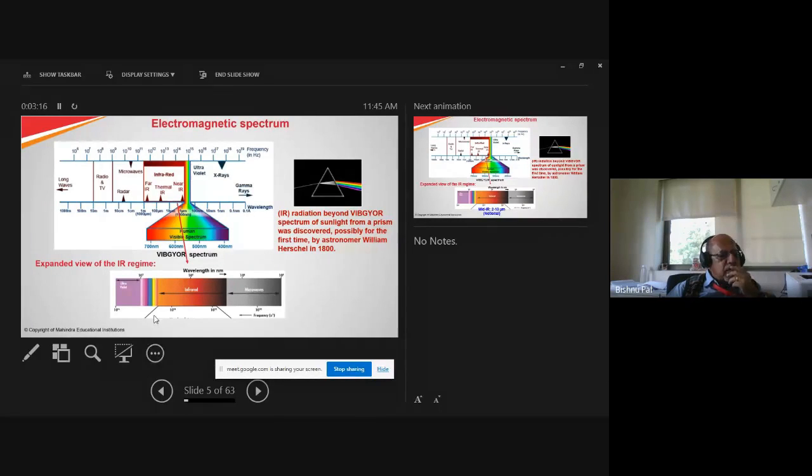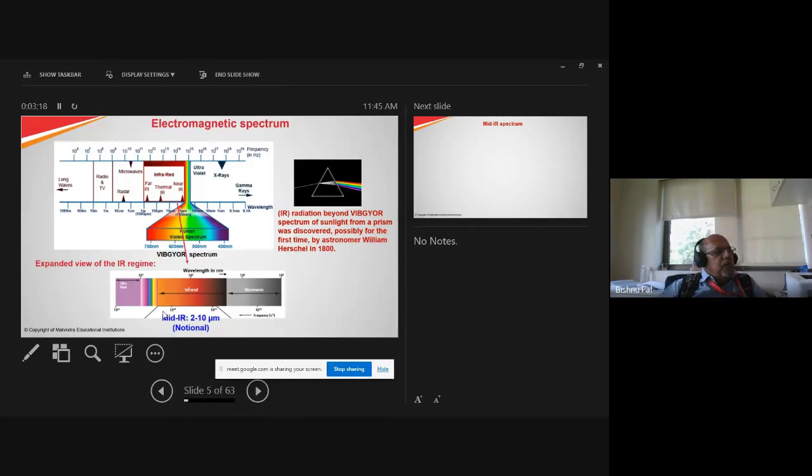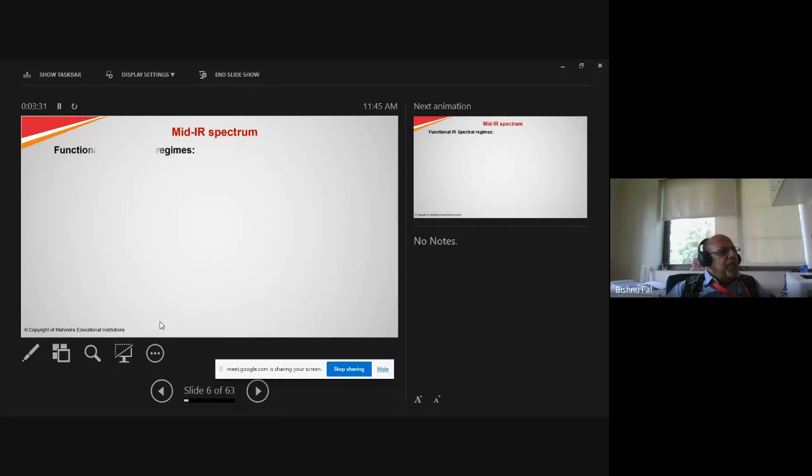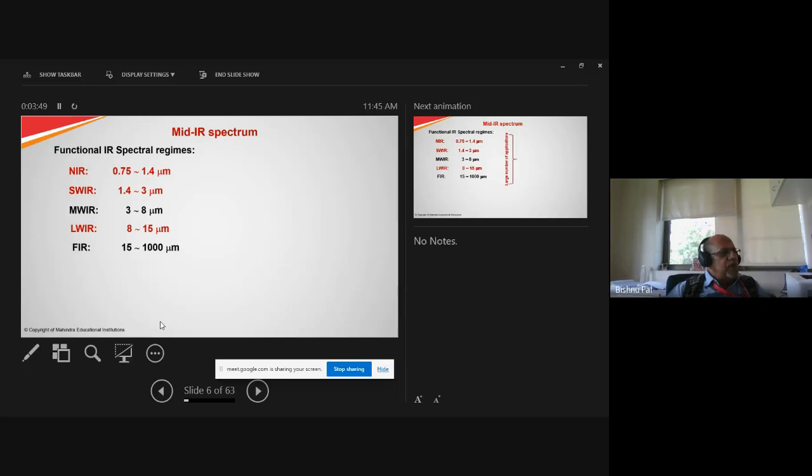Now, mid-IR, which would be the focus of my talk, spreads from around 2 to 10 micrometer. Again, the boundaries are notional for the overall infrared spectrum. Mid-IR spectrum has some functional regions. Just for the sake of nomenclature, near infrared spreads from 0.75 to 1.4, short wave infrared 1.4 to 3 micron, mid wave infrared 3 to 8, long wave infrared 8 to 15, and far infrared 15 to 1000 micrometers.